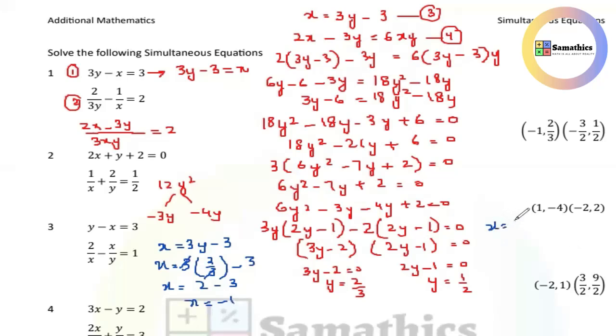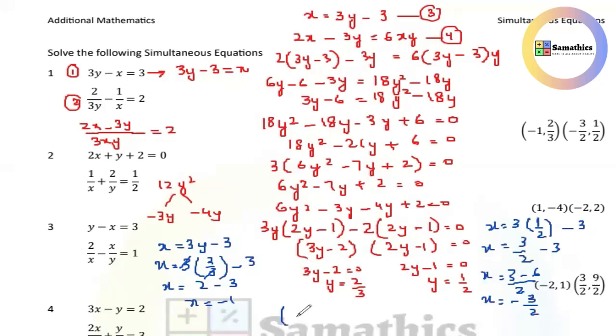So x is equal to 3 into 1 upon 2 minus 3. So it will be 3 upon 2 minus 3. So it will be 3 minus 6 upon 2. So it will be minus 3 upon 2, minus 3 divided by 2, right? And then you will be writing the fraction, the answer.